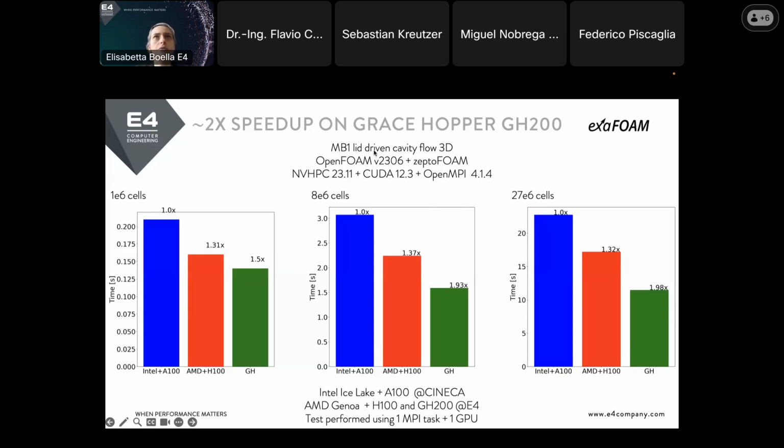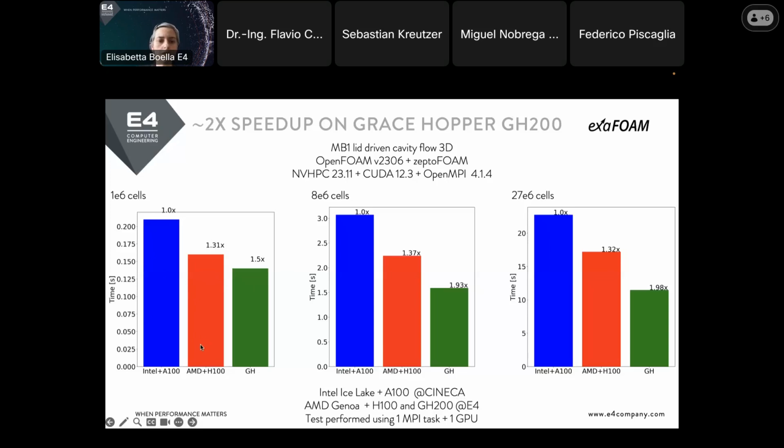We performed this test using meshes with different sizes: 1 million cells, 8 million cells, and 27 million cells. And we are comparing here the results achieved, and these tests were always performed using 1 MPI task and 1 GPU only. The blue line corresponds to tests performed on Intel Ice Lake plus Ampere 100 at Cineca, basically using one node of Leonardo, then inside one node only one MPI task and one GPU.